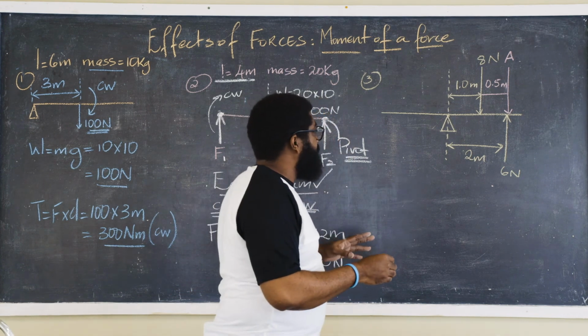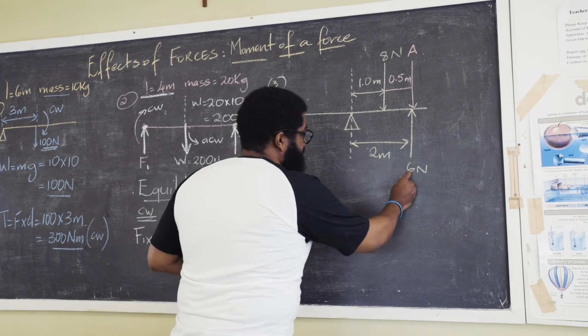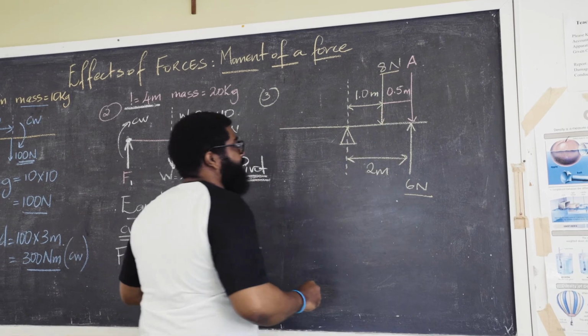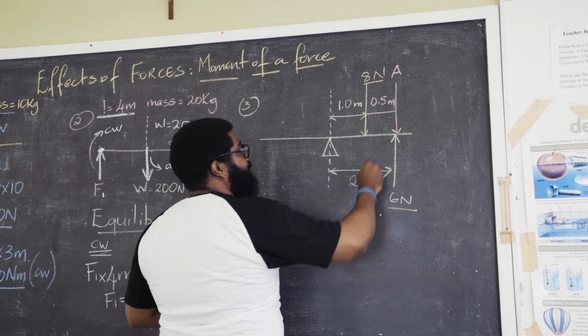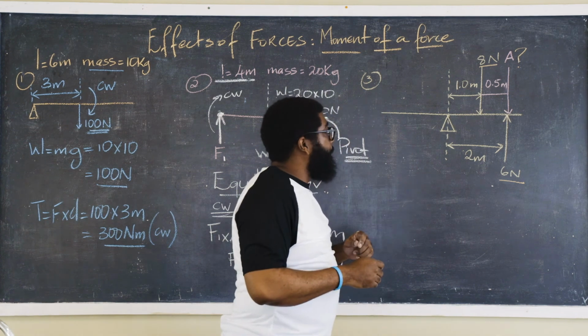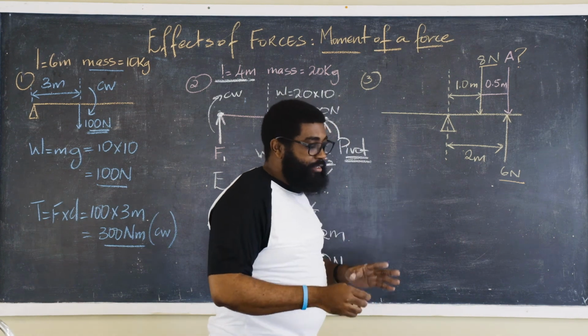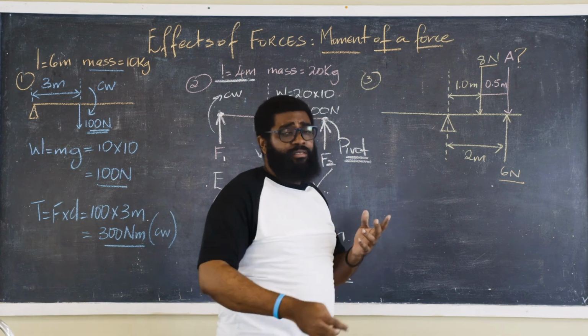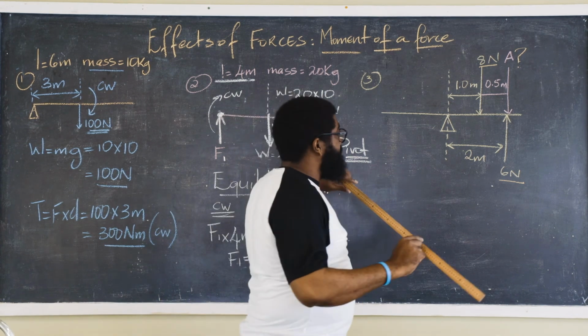So, here we see one force is 6 newtons, one force is 8 newtons, and then one force is A. You have to find A. How do we do this? Again, always start with figuring out how each force causes this system to rotate.